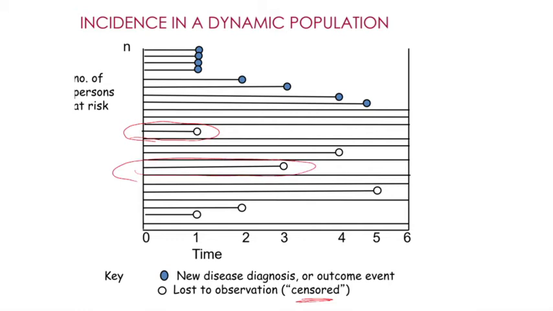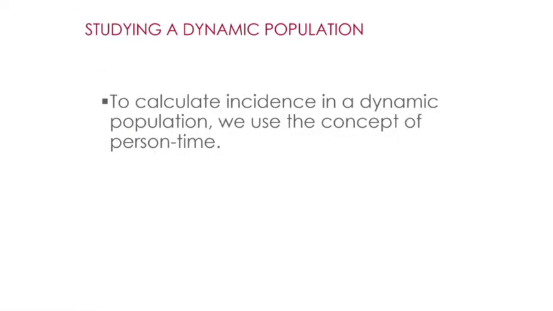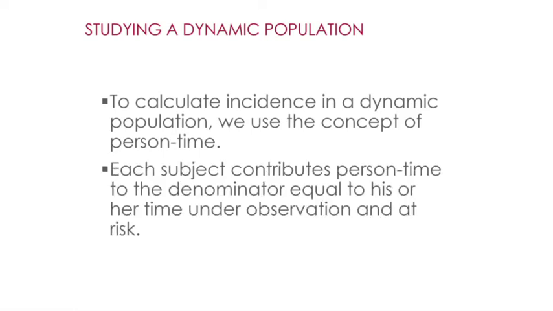And again, sometimes that's actually something went wrong. That person was lost. They didn't come back for their study follow-up visit. But other times that's simply that person was enrolled in the study only 1 month ago, and the other person was enrolled in the study only 3 months ago, and therefore we only have that much follow-up. So either way, we have to have a way to address this issue when we're measuring disease incidence in our population. So to do that, we're going to use the concept of person time. Each subject contributes person time to the denominator equal to his or her time under observation and at risk.